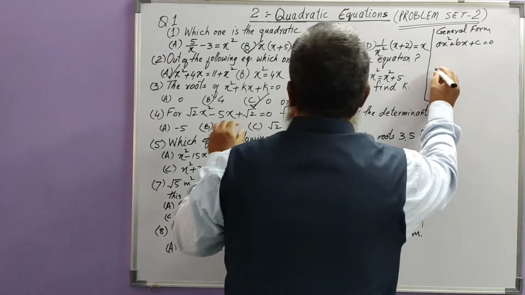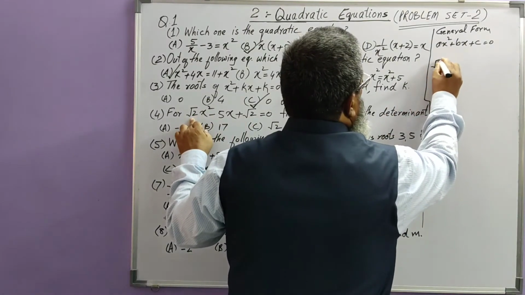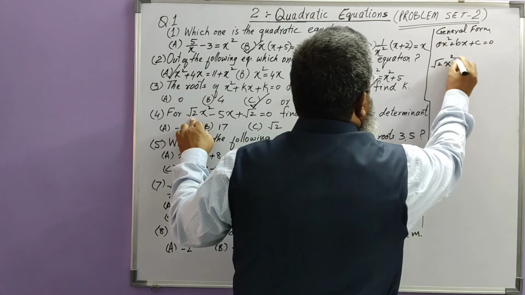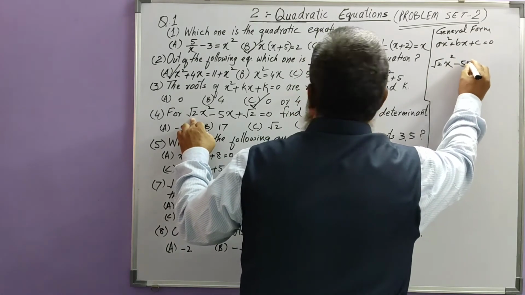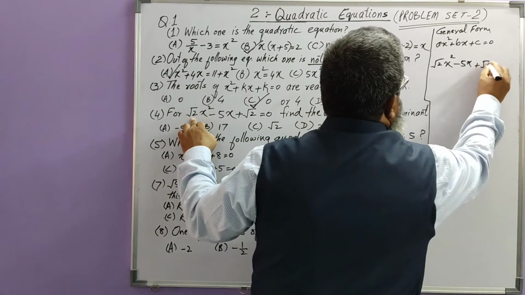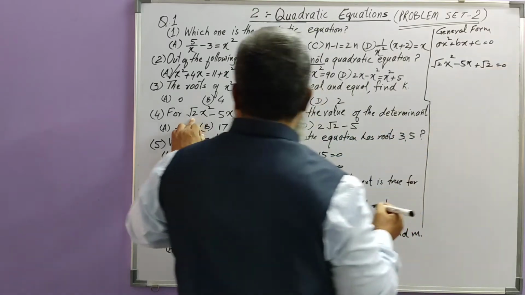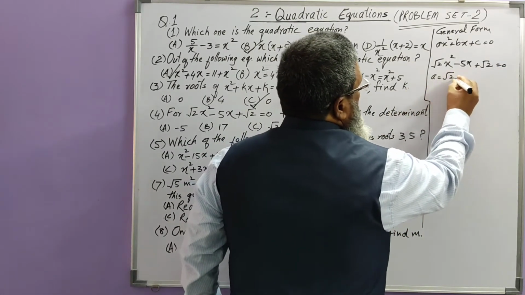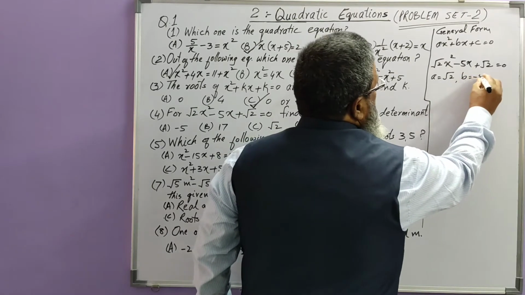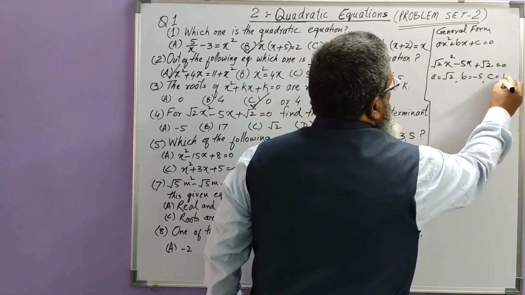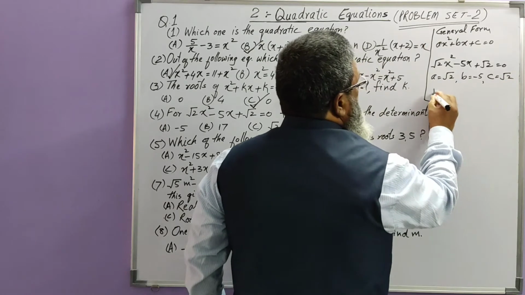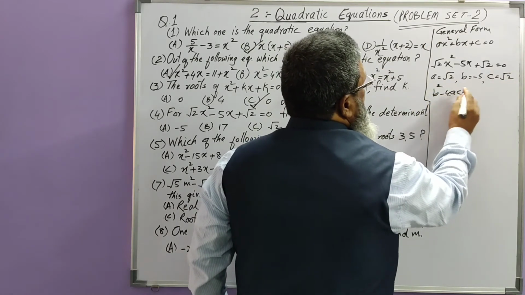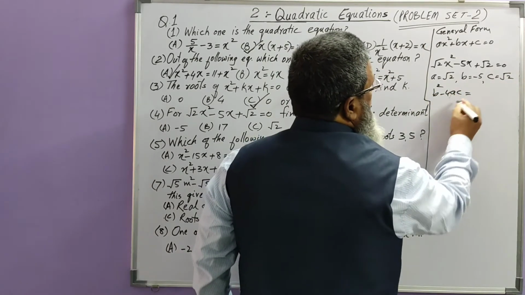So see the equation. Root 2 x square minus 5x plus root 2 is equal to 0. Then a is equal to root 2, b is equal to minus 5, and c is equal to root 2. What is b square minus 4ac? You have to find b square minus 4ac.